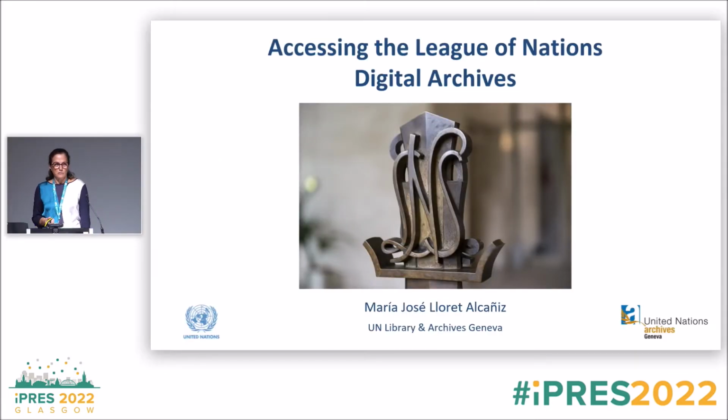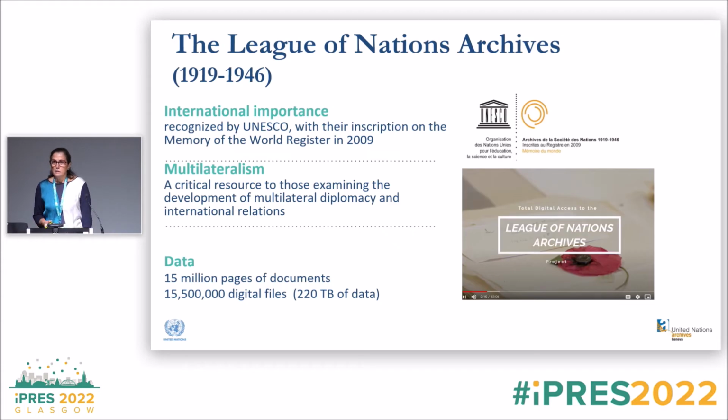What are these League of Nations archives? The League of Nations archives are documents dating from 1919 to 1946, the predecessor of the United Nations. The international importance was recognized by UNESCO with their inscription in the Memory of the World Register. This is also an important tool for those studying the development of multilateral diplomacy and international relations. We estimated 50 million pages that result in more than 220 terabytes of data.